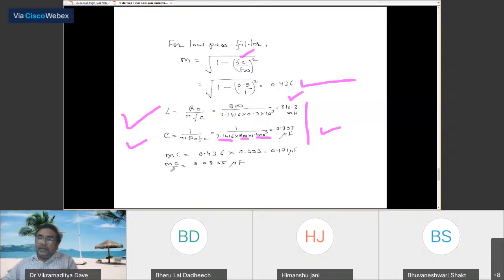So I have calculated MC. So what is MC? M we have already found out. We just multiply with the value of C naught. It comes out to be 0.171 microfarad. Then we have to find out MC by 2. Okay, we just halve it, we will get 0.0855 microfarad.